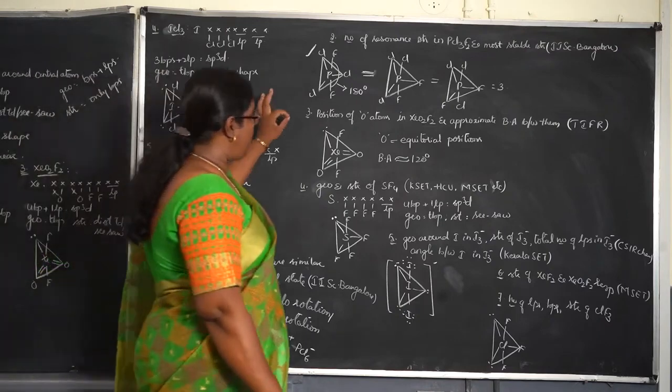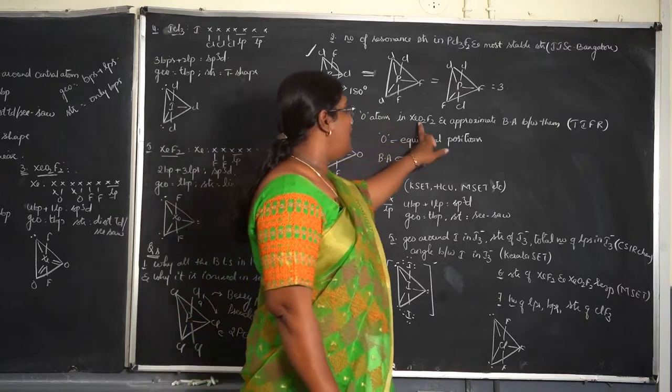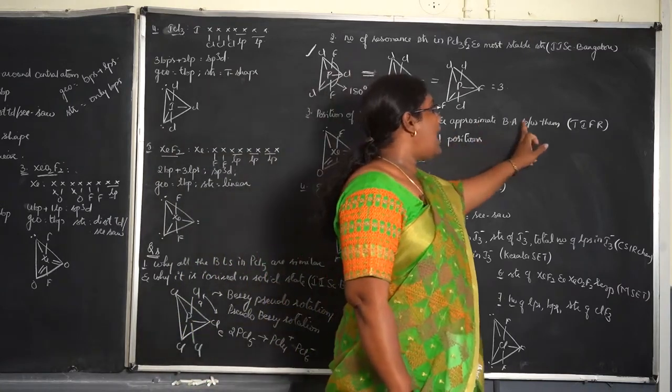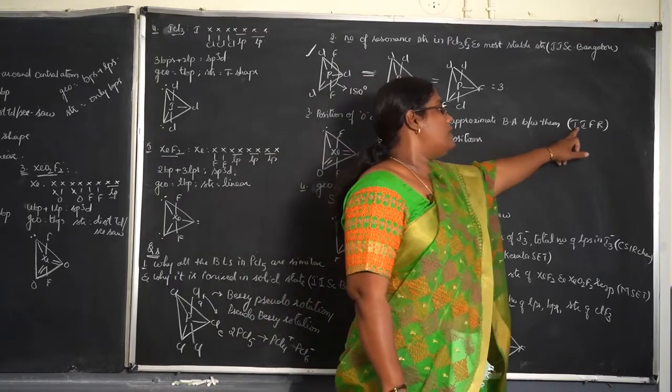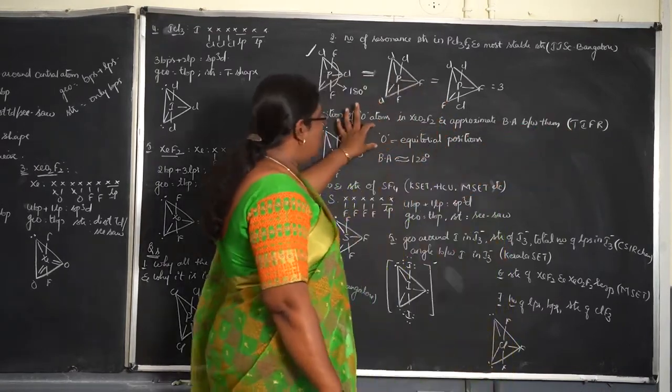Now, the next question is the position of oxygen atoms in HgO2F2 and the approximate bond angle between them. This question was asked in TIFR. So what are the positions?